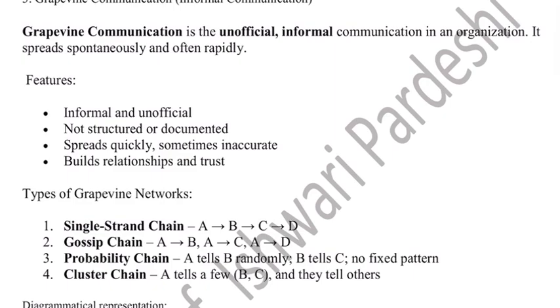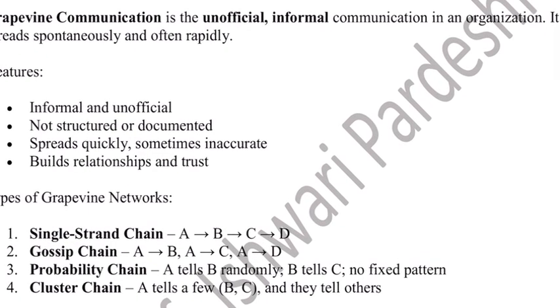To start with the first one, I have put down in a very simplified manner how this chain works. In the single strand chain, there is a person A, person B, person C and person D. A will go and tell it to B, B will go and tell it to C, and C will do the same to person D.